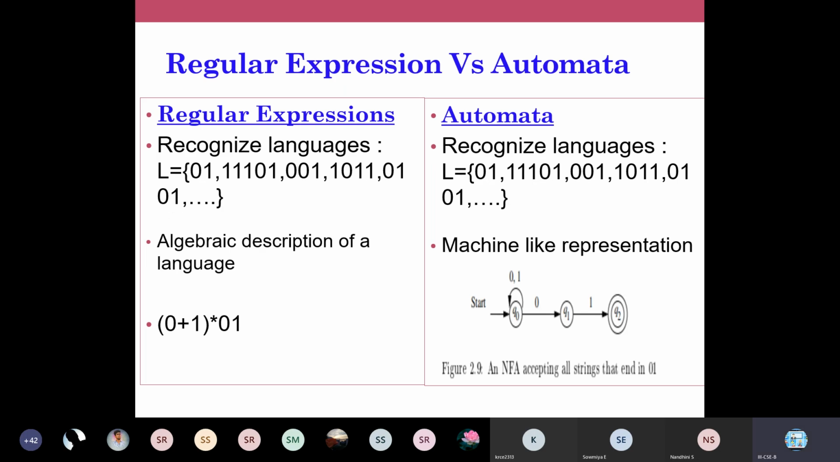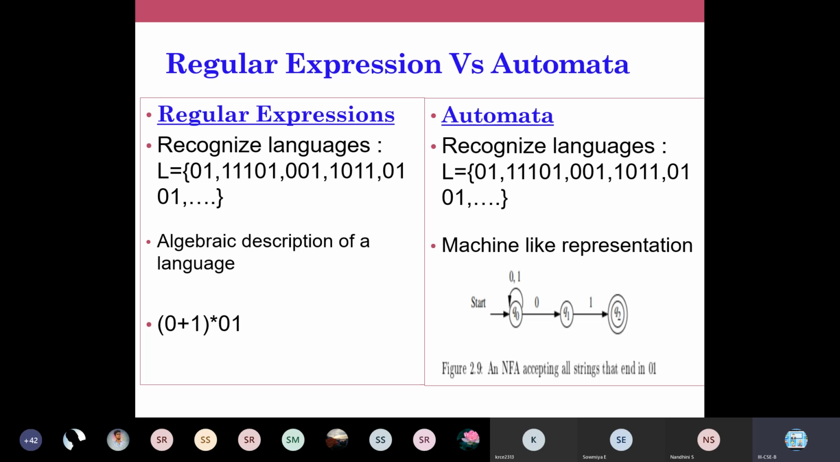And yesterday we saw some introduction about regular expressions and automata. I hope you remember this. Once again, I'll repeat. Automata are also used to represent languages. Regular expressions are also used to represent languages. But automata is a machine-like representation, that is, it will have state transition notation. It will have states and transitions. On reading any particular symbol or input, the transition goes from one state to another, so from the initial state we transit to the successive states till we reach the accepting state.